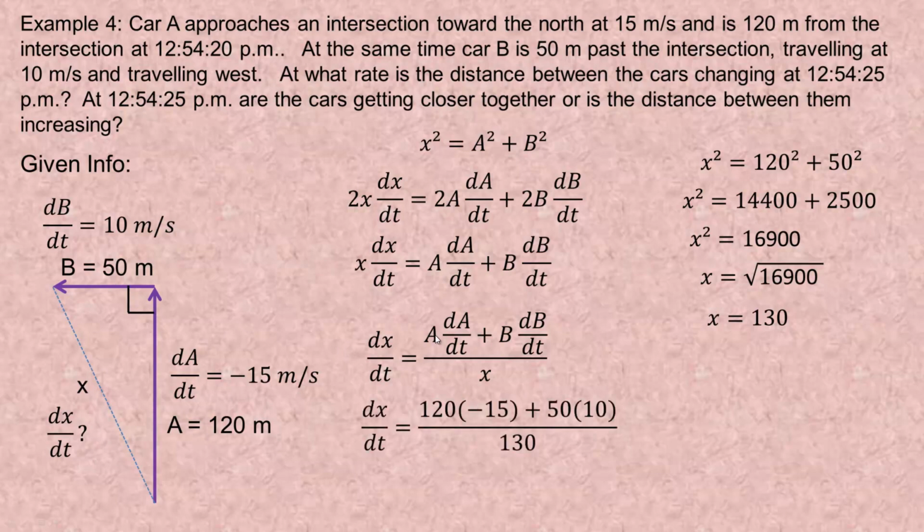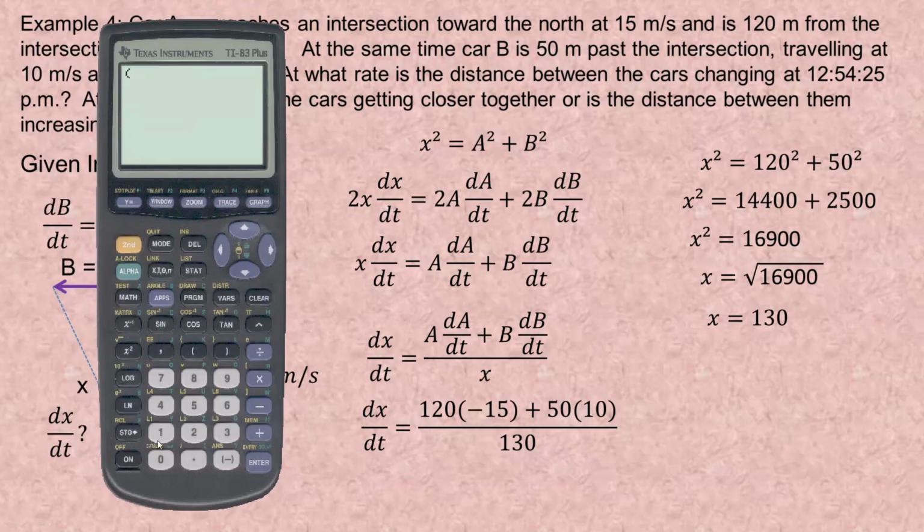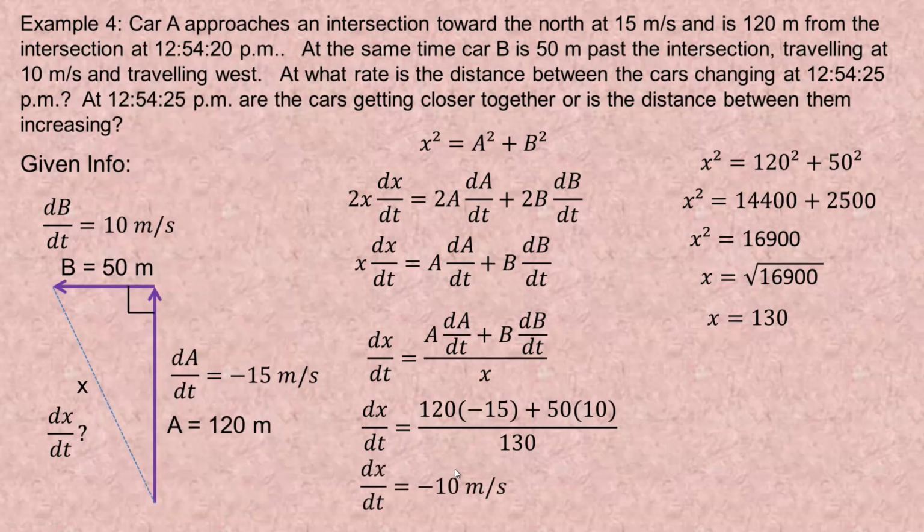So we can now substitute in our values. A is 120. dA/dt is negative 15. The b is 50 here. dB/dt is the 10, and we just found that x is 130. So when you go to evaluate that, on top we've got 120 times the negative 15 plus 50 times 10 over 130. So dx/dt is negative 10 meters per second, same units as these rates would have here.